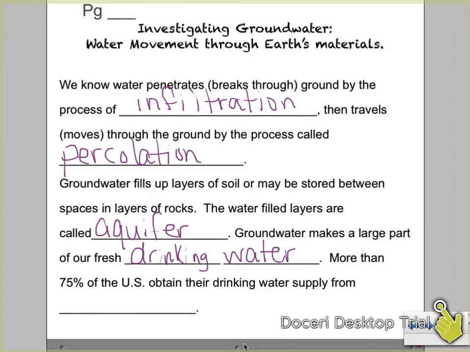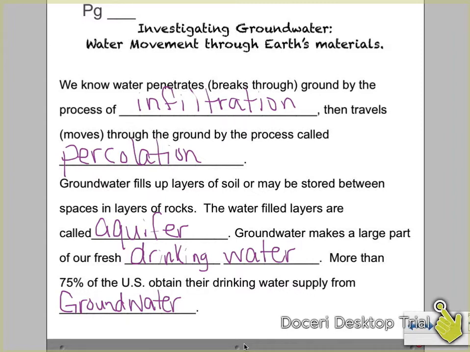And more than 75% of the U.S., which is us, obtain their drinking water from groundwater. Groundwater or aquifers is fine, because our aquifers are stored in our groundwater. You thought groundwater was what? It can be. Me too. It can be. But for this, it's one.